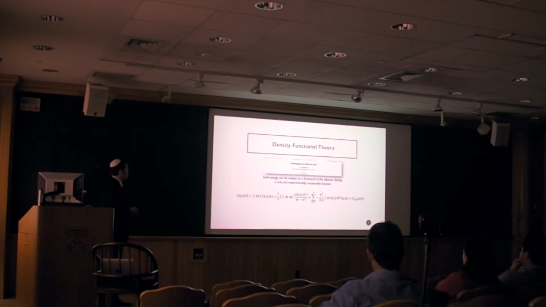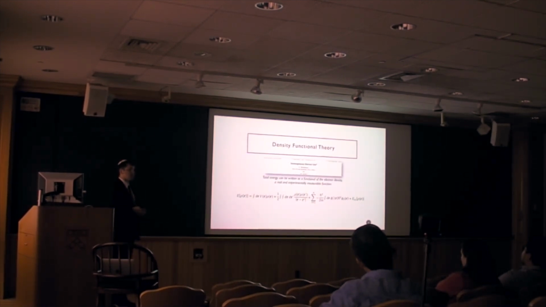Okay, but to start, and I'll do this very briefly, I'll talk about the methodology that we use in order to calculate these properties. And the method we use is called density functional theory. This idea of a density functional theory was originally proposed in 1964. And the general idea of density functional theory is that total energy can be written as a function of the electron density. And this differs from wave function-based methods where you need to know the many-body wave function.